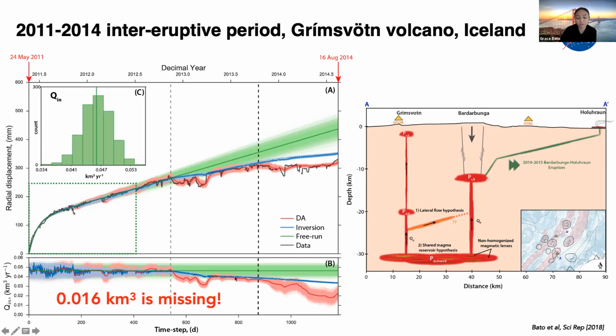And we interpreted this missing volume of magma with two kinds of scenarios. First, this volume of magma may have been laterally transported to Bárðarbunga and affected its system, or this missing volume may have been a consequence of some kind of magma surge towards Bárðarbunga. That's why you're losing this supply into the Grímsvötn magma plumbing system.